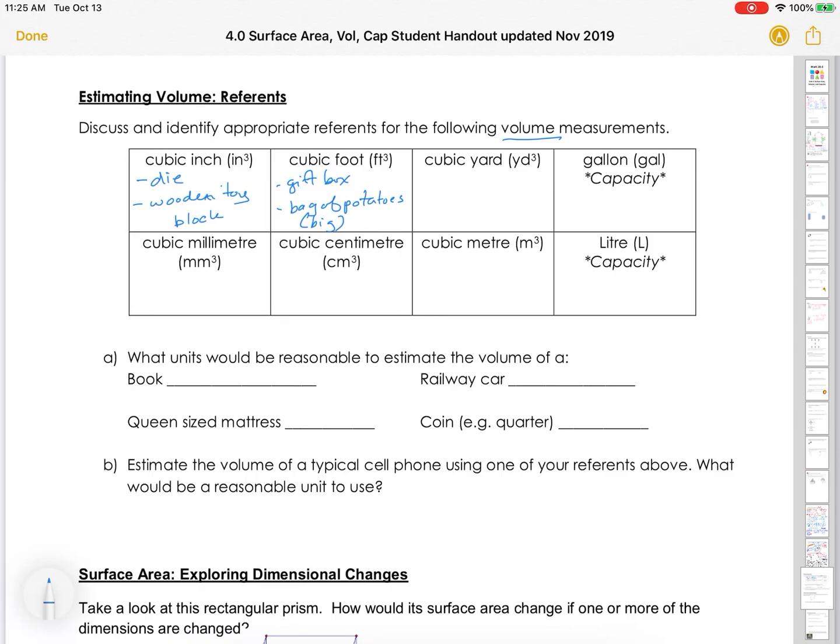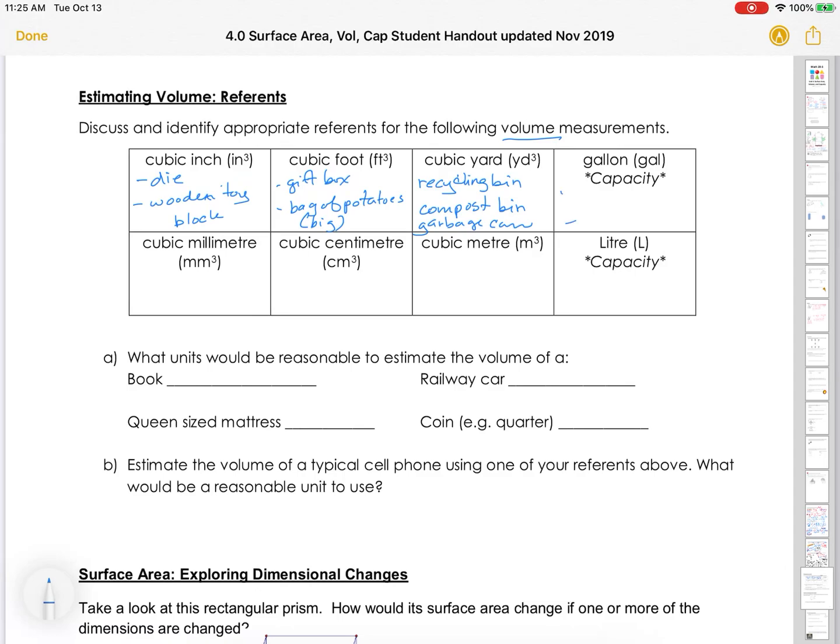A cubic yard. So we're thinking something that's going to be a yard by yard by yard. Maybe a recycling bin or a compost bin or a garbage can. Okay, I'm thinking about garbage for some reason.